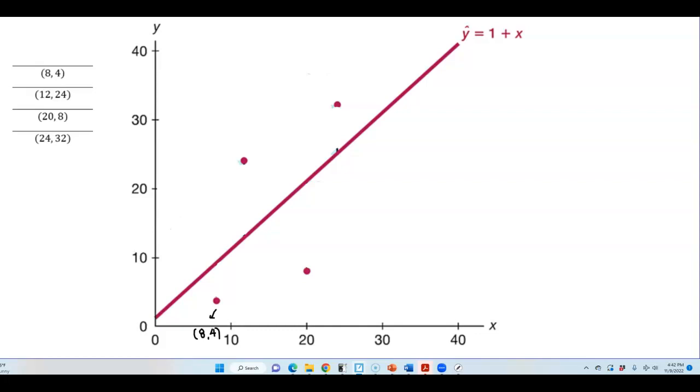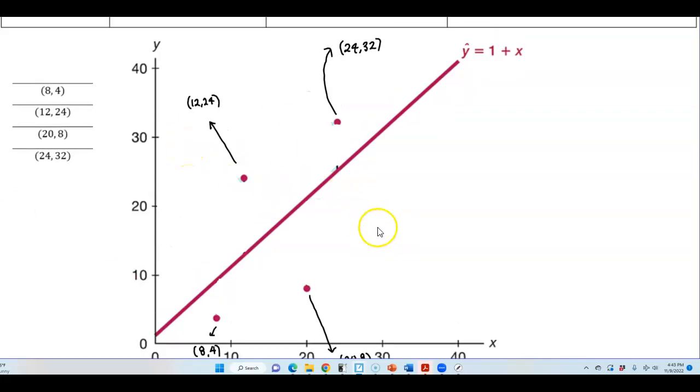So this point here is going to represent the ordered pair (12, 24). Then we have 28. So this point is going to represent the ordered pair (20, 8). And then this ordered pair is going to represent the pair (24, 32). Okay? So now what we want to do is take a look at the residuals.